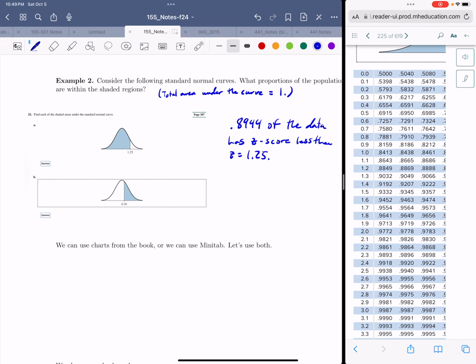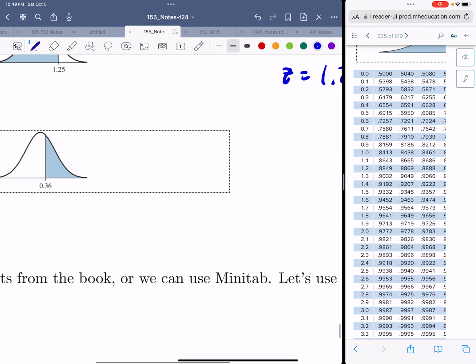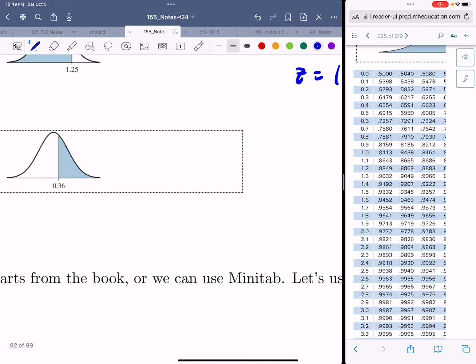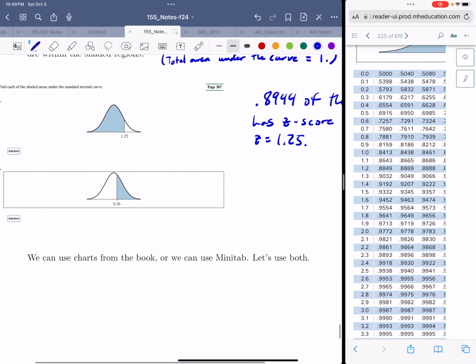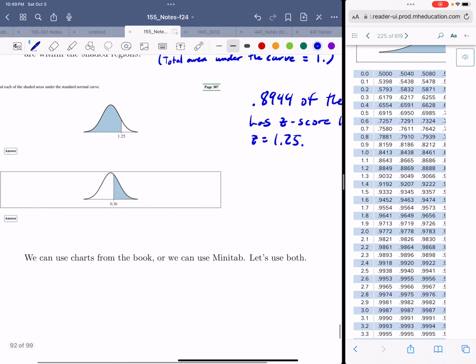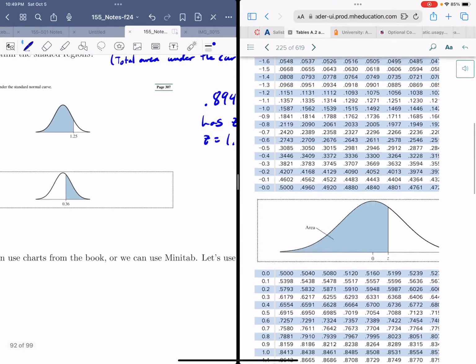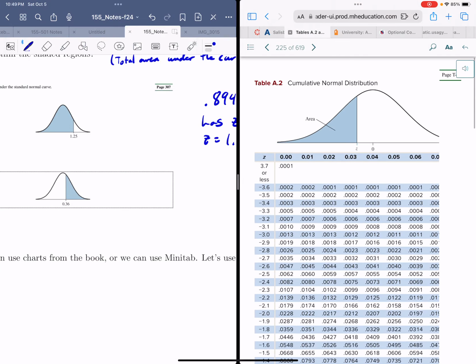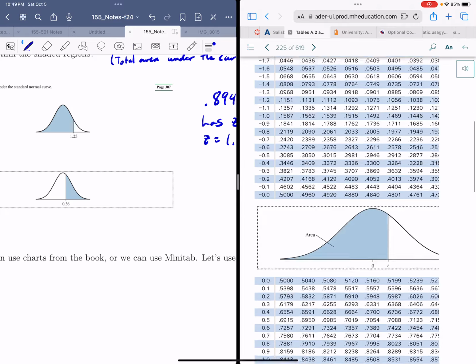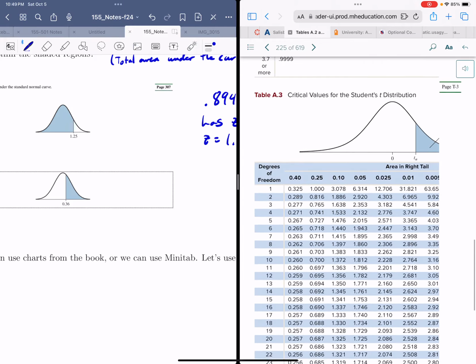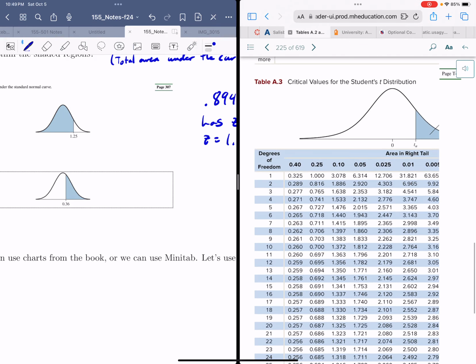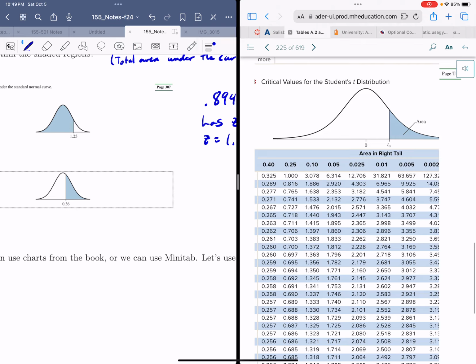Okay. Now, what about this case? How much data is to the right of 0.36? Now, this is a little bit more work with the chart, because the chart always gives us stuff to the left. It doesn't give us stuff to the right. And then this is another chart. Do not use this chart. It is for a different distribution.